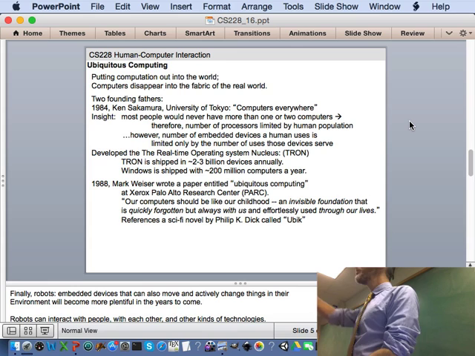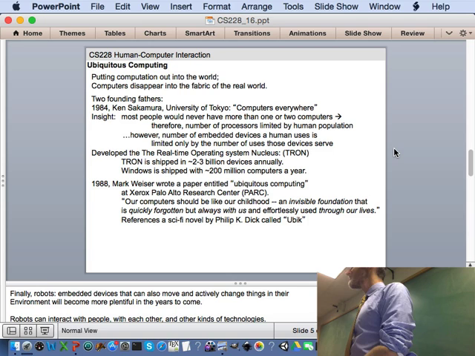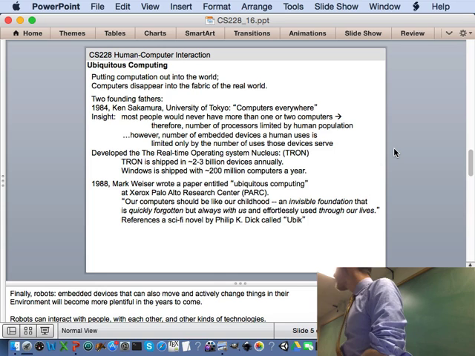The computer market is going to be big, but not as big as what is now known as the Internet of Things. So he created the real-time operating system. You've all heard of Windows, you've all heard of Linux, you've all heard of Mac operating systems. How many of you have heard of the Tron operating system?